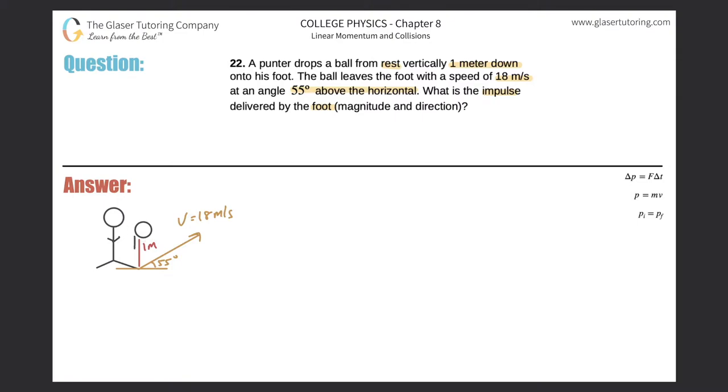All right, so here's a little drawing. The ball is coming down on the person's foot here, okay? And the foot is then going to kick the ball, right? And the ball, it told us in the problem, is going to be traveling with a speed of 18 meters per second, and it's at 55 degrees above the horizontal. They want us to find the impulse delivered by the foot.